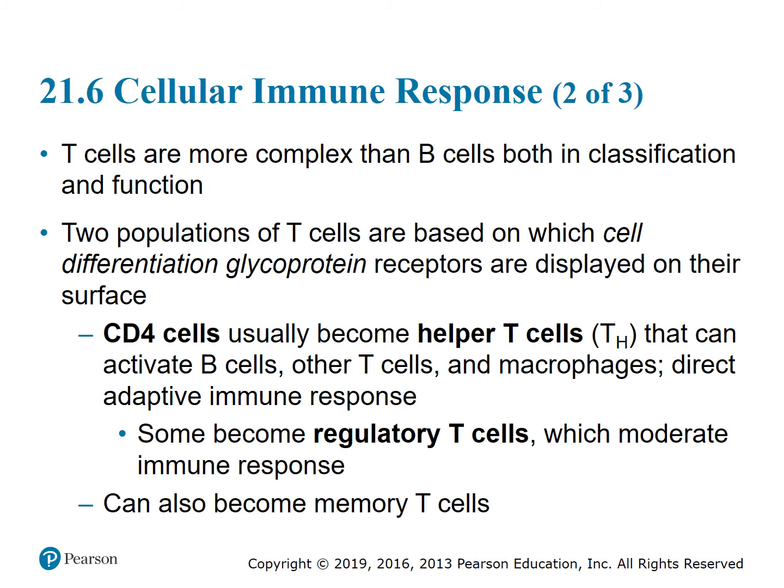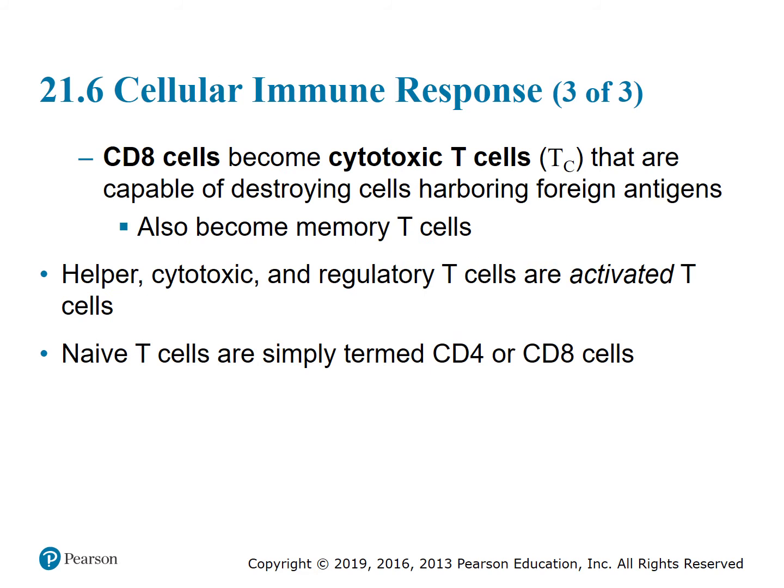Two populations of T cells are based on which cell differentiation glycoprotein receptors are displayed on their surface. We have CD4 cells, which usually become helper T cells that can activate B cells, other T cells, and macrophages. This is a direct adaptive immune response. Some will become regulatory T cells, which moderate the immune response. The others can also become memory T cells. CD8 cells become cytotoxic T cells that are capable of destroying cells harboring foreign antigens. And these can also become memory T cells.